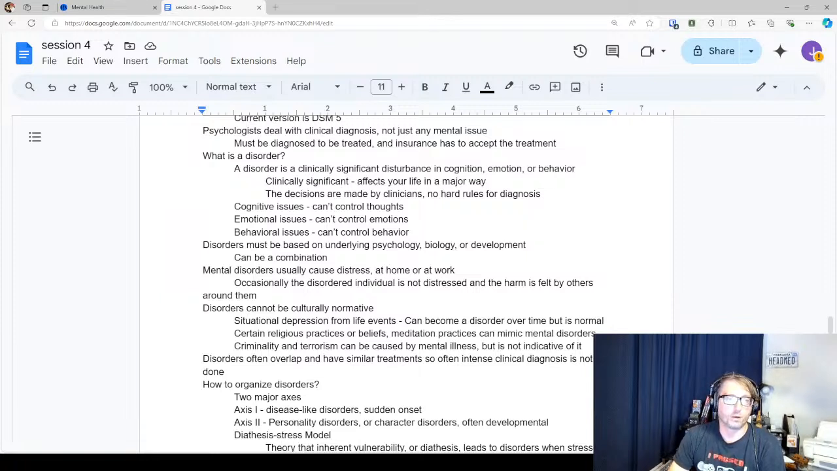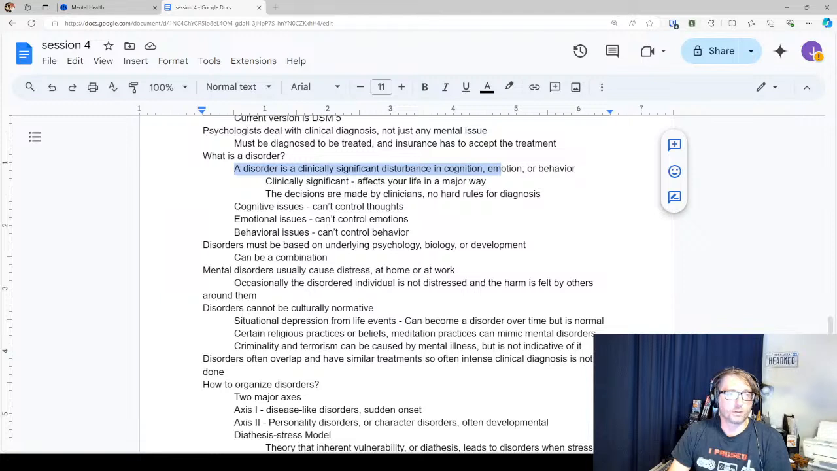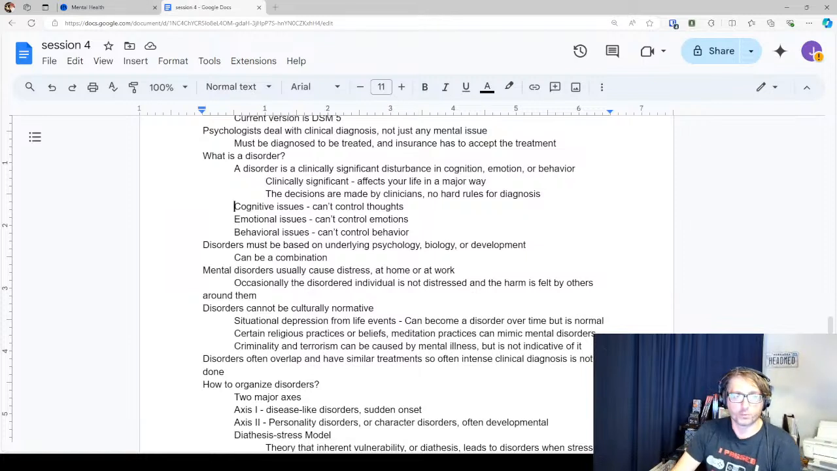These decisions are made in the field by clinicians. There's no hard and fast rule for diagnosing mental illnesses. These are things that we just go with. A disorder is clinically significant. Cognitive issues, emotional issues, and behavioral issues are three different kinds of things that can be part of these. So cognitive issues are not being able to control your thoughts.